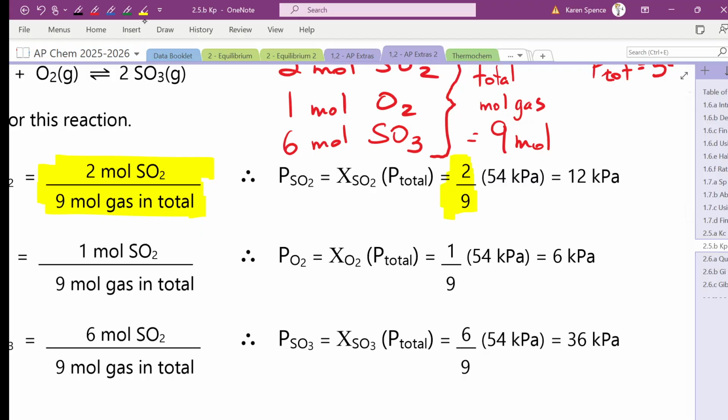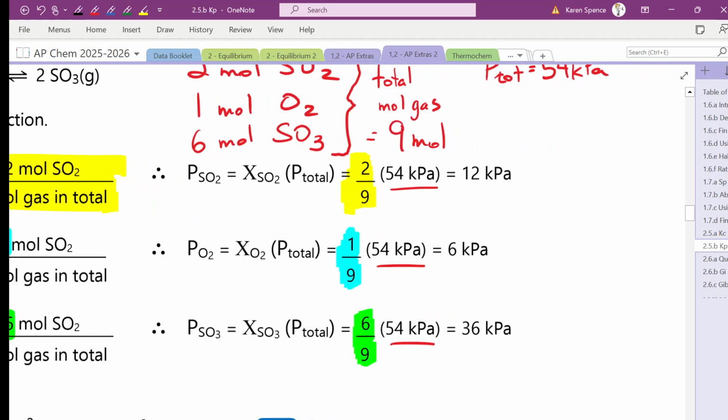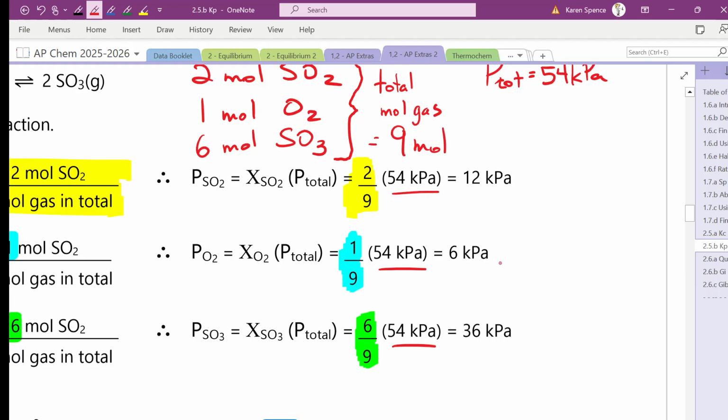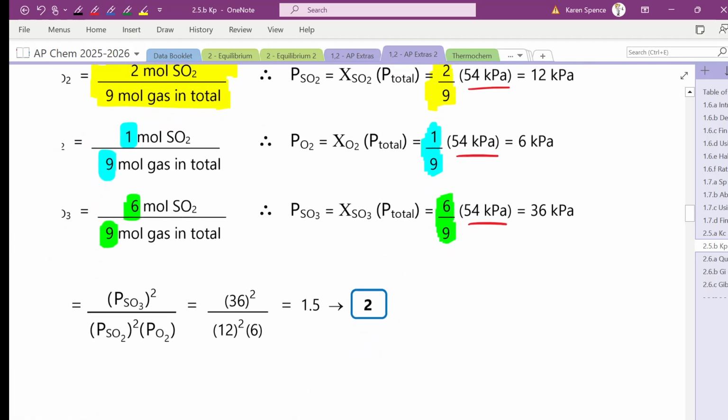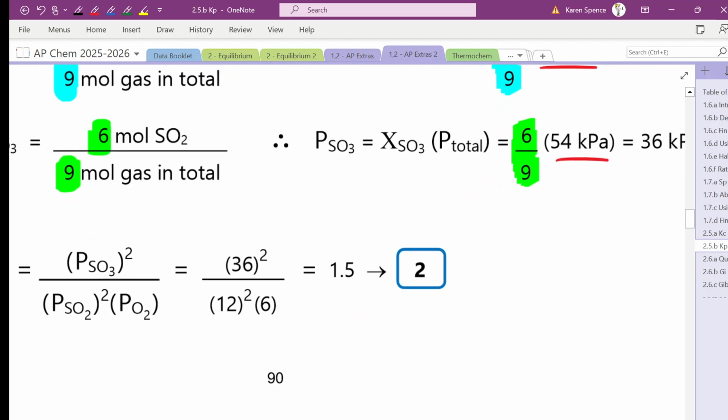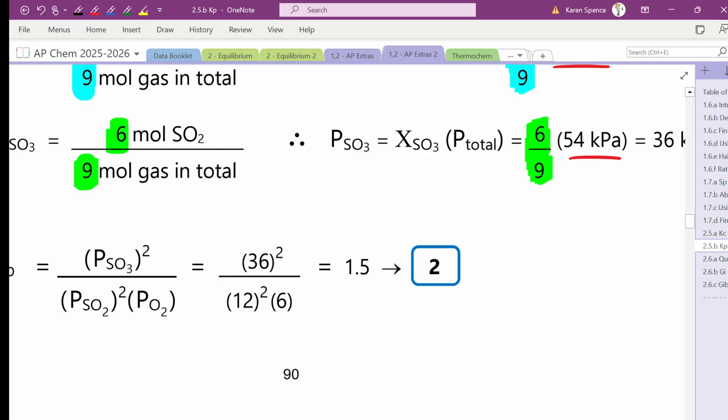And for all of them, we have 1/9 is our fraction here. We have 6/9 is our fraction for our SO3. For all of them, the P total is the same, 54 kilopascals. And so we have partial pressure of SO2, partial pressure of O2, and partial pressure of SO3. And we just chuck those into our Kp, and we get 2.